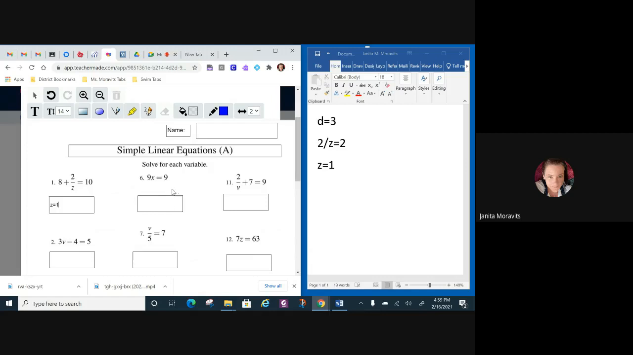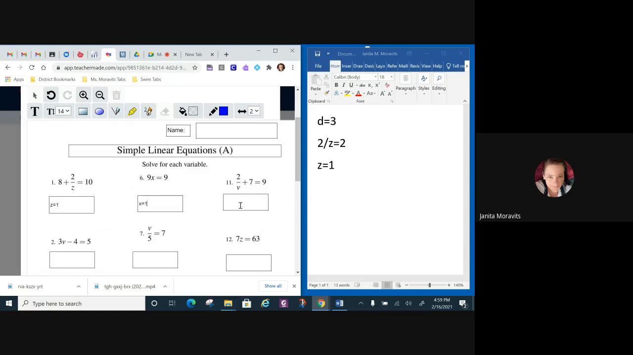All right, on the next one right here, though, 9 times x is equal to 9. Well, you're multiplying, so in order to do the opposite, you're going to divide. 9 times x divided by 9 will leave you with just an x. And then 9 divided by that same 9 will leave you with a 1.